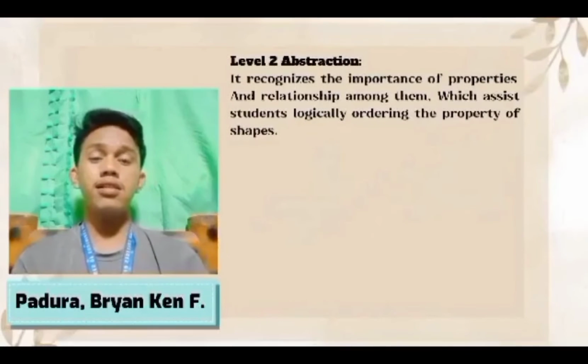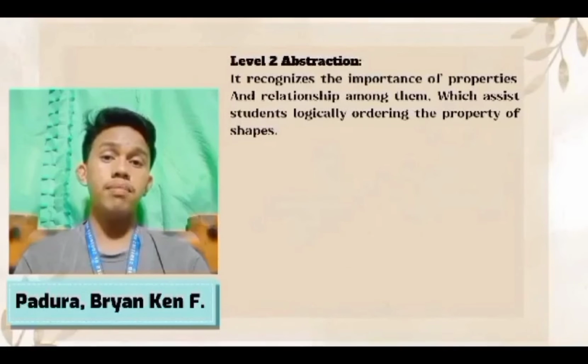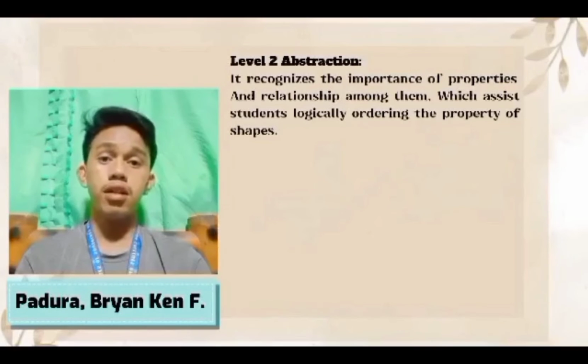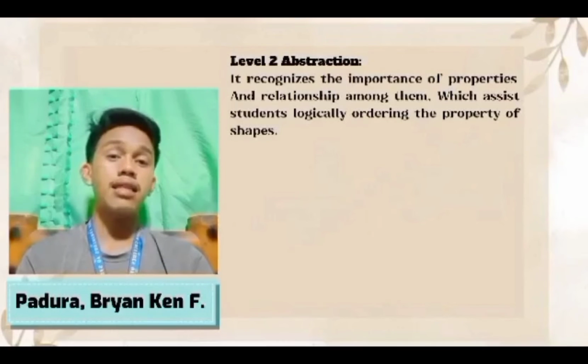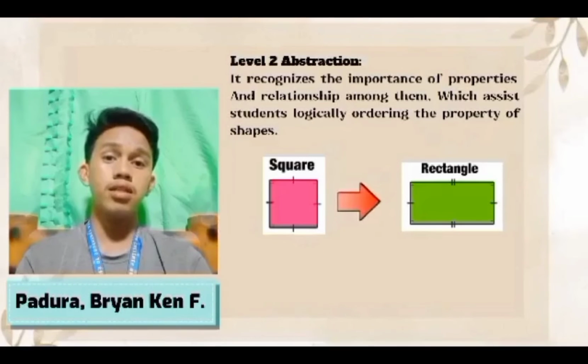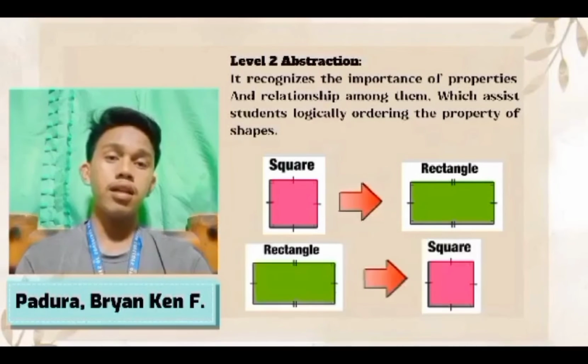Level 2, Abstraction. It recognizes the importance of properties and the relationships among them, which assists students in logically ordering the properties of shapes. In this level, students are able to form theoretical definitions and distinguish between necessary and sufficient sets of conditions. At this stage, students can group shapes by properties. For example, a student may say a square is a rectangle, but a rectangle is not a square.